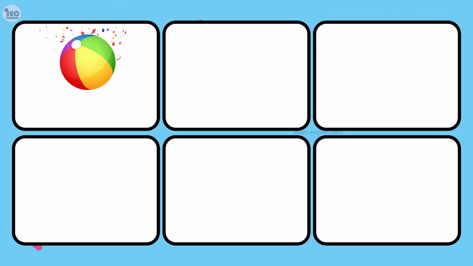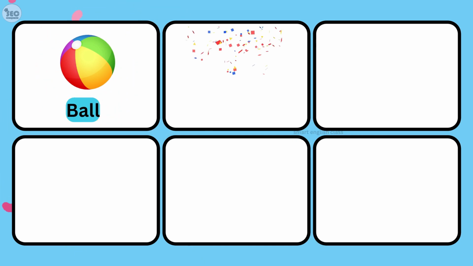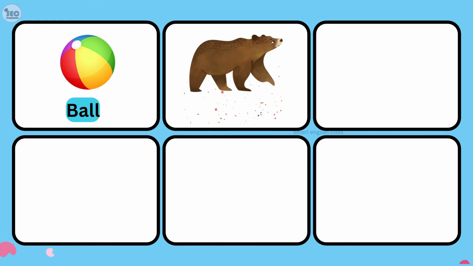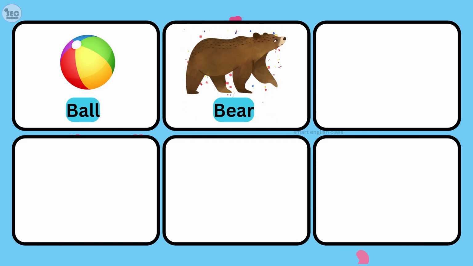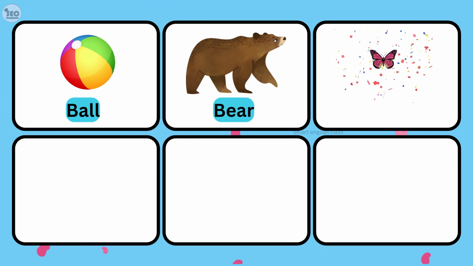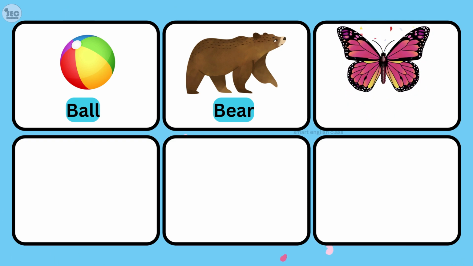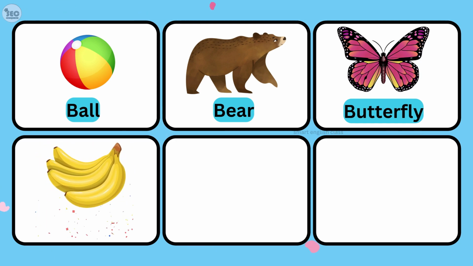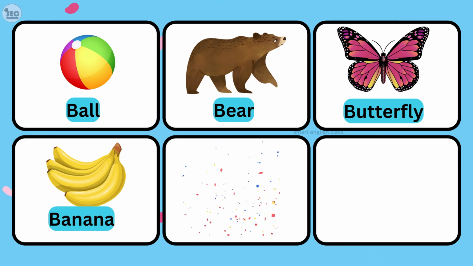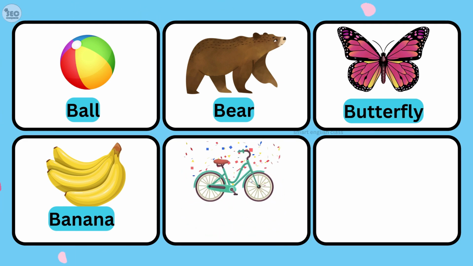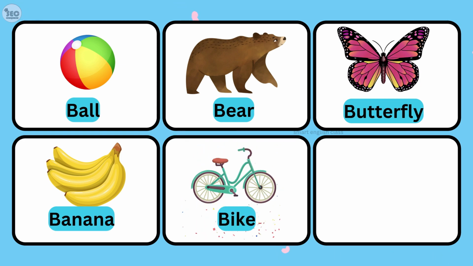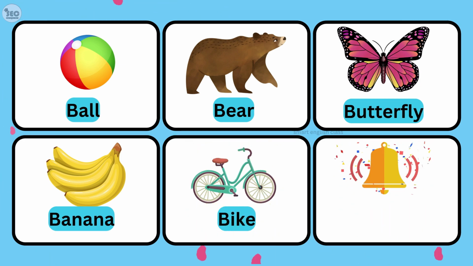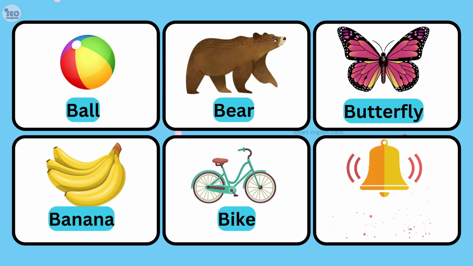B for ball. Ball. B for bear. Bear. B for butterfly. Butterfly. B for banana. Banana. B for bike. Bike. B for bell. Bell.